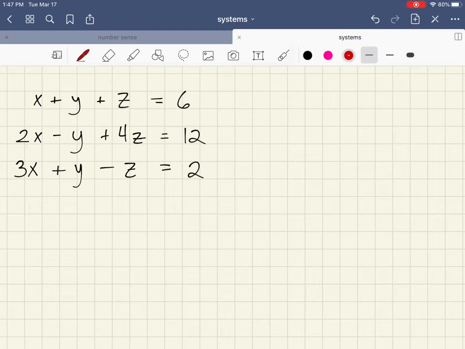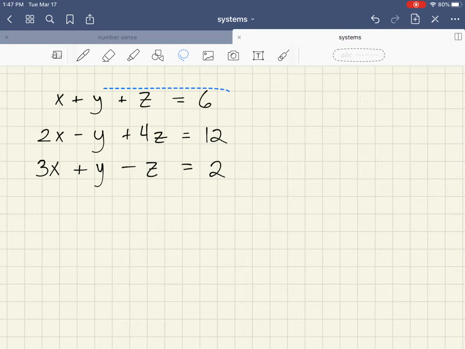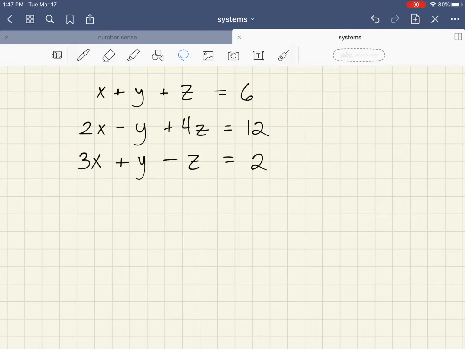This is a little bit more complicated example of how you can use elimination to solve a system. This one has 3 equations and 3 variables. So just to keep track, what I like to do is label my equations because it tends to get confusing. So this is A, this is B, and this is C.